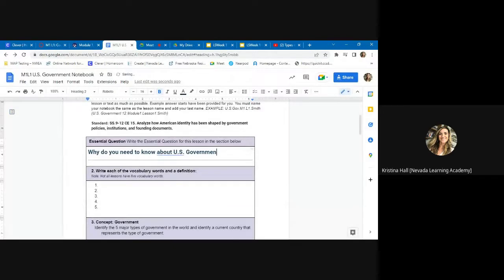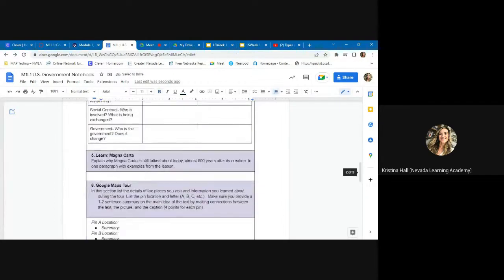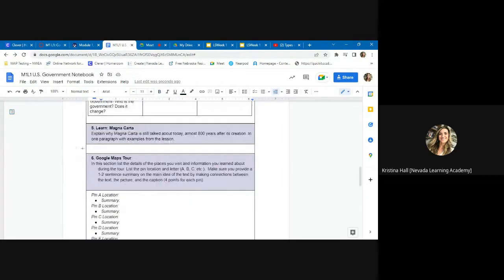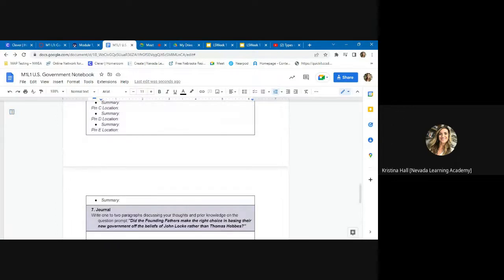You can copy and paste it. I don't mind if you copy and paste the essential question and vocab. Everything else needs to be typed, okay? So anything where it asks you to explain, summarize, or anything like that, it has to be typed. I cannot emphasize that enough.